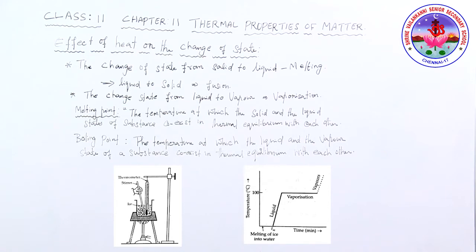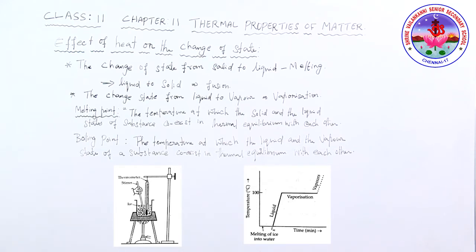Ice is the solid form, and water is the liquid. So we can say that the first stage, the change of state from solid to liquid, is called melting, and from liquid to solid is called fusion. It is seen that the temperature remains constant until the entire amount of the solid substance melts. Both the solid and the liquid states of the substance coexist in thermal equilibrium during the change of state from solid to liquid.